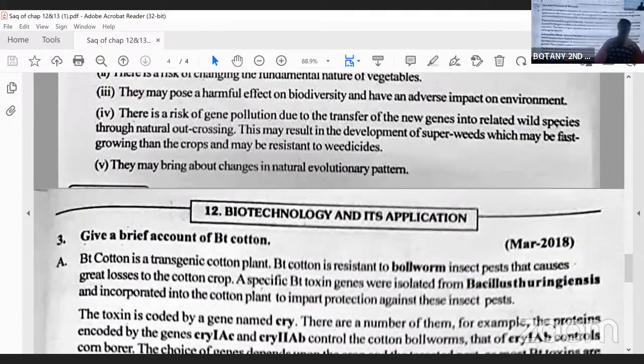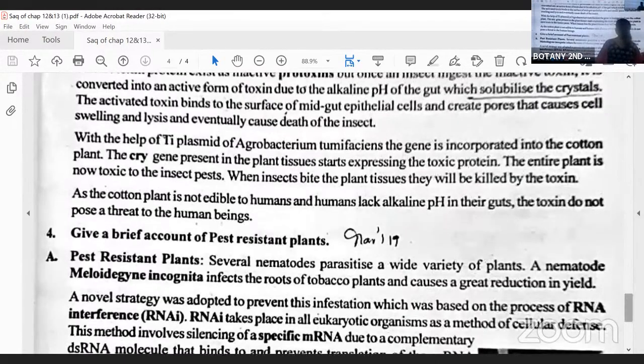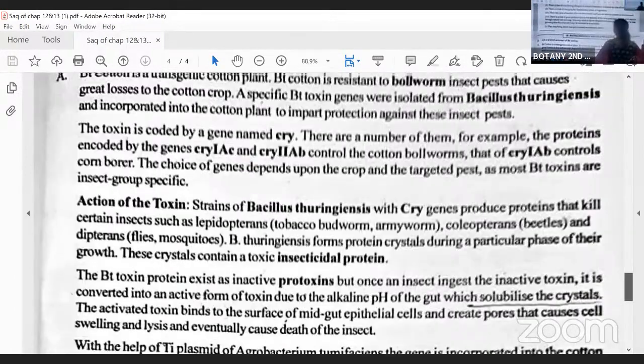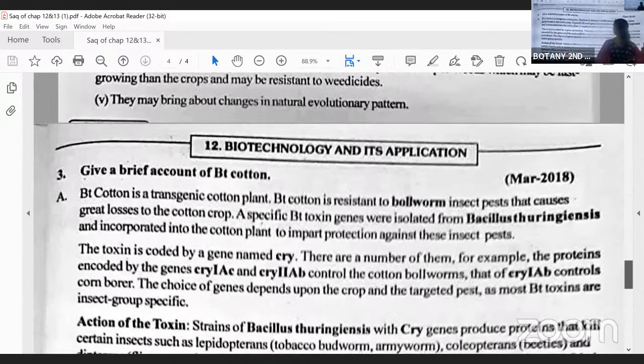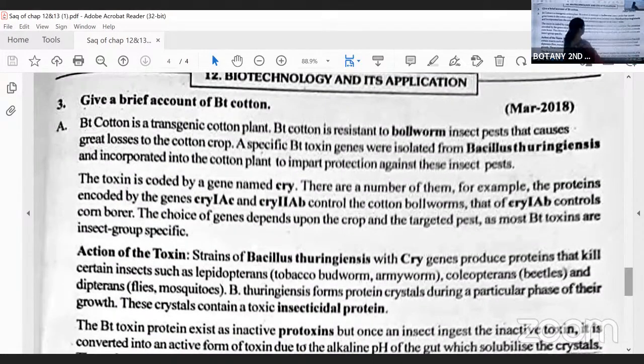Now comes the 12th chapter FAQs. What we have already seen is the second FAQ from the 12th chapter. Okay, and now we will start with the most important question, that is, give a brief account of the BT cotton.